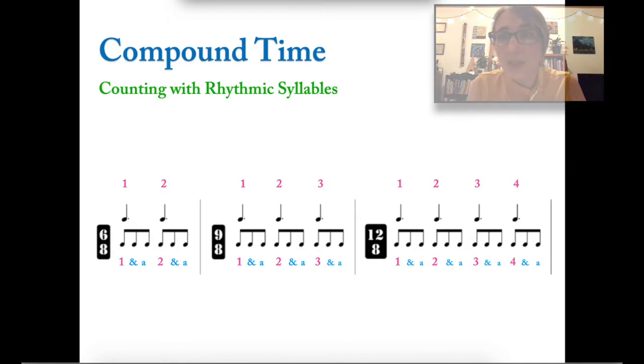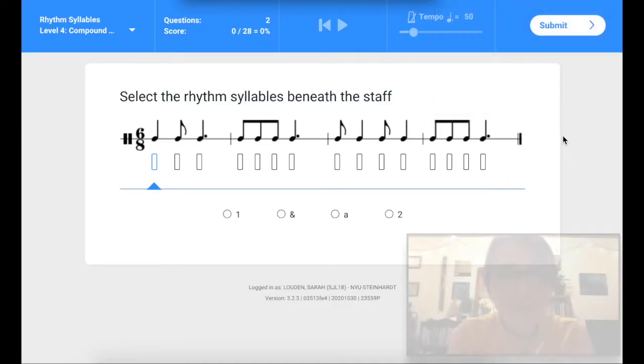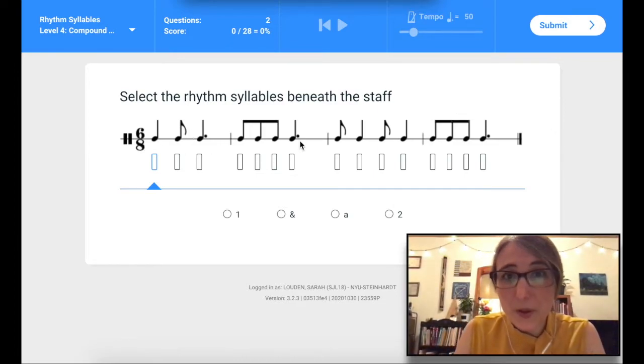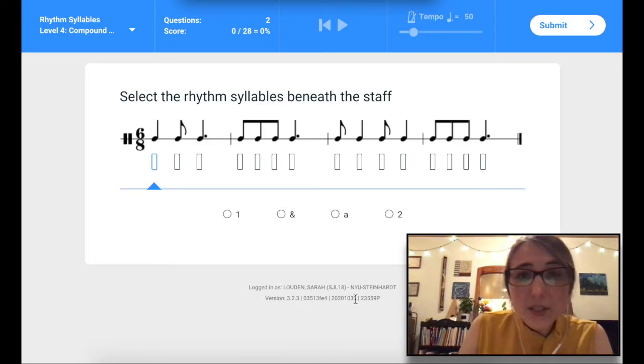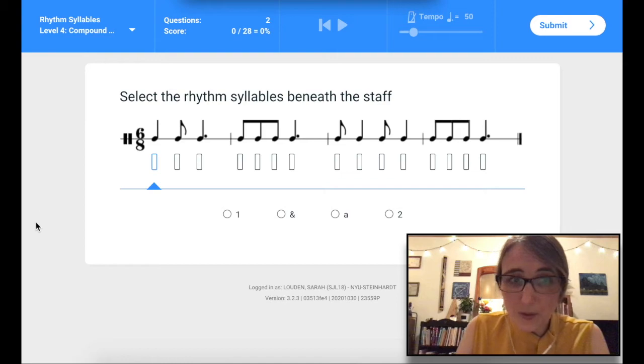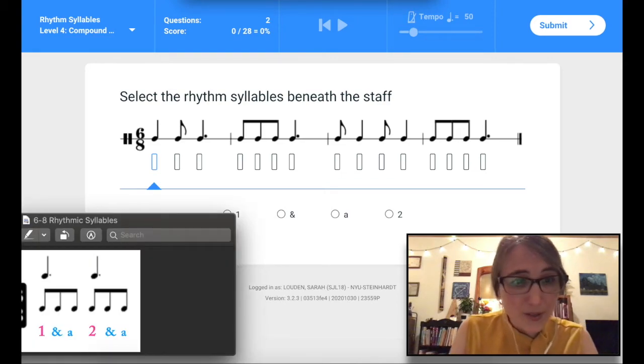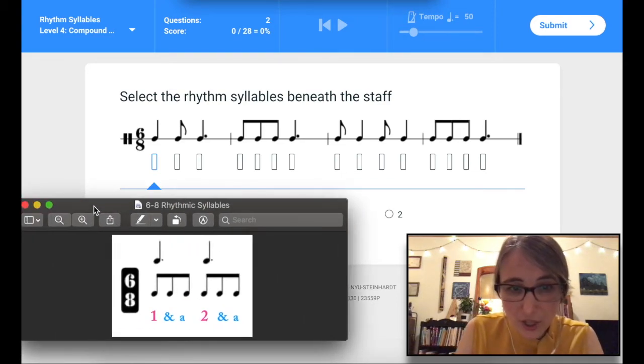So I'm going to pull up an example in Musician. All right, so this would be an example of a rhythm that you might see. And then we're just going to work out what the rhythmic syllables would be. Okay, so I know this looks a little different than what we did, but just imagine, okay, this is the 6/8 rhythm that we looked at.